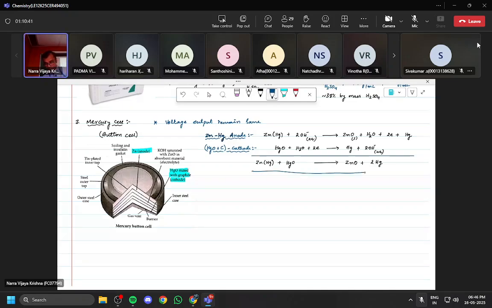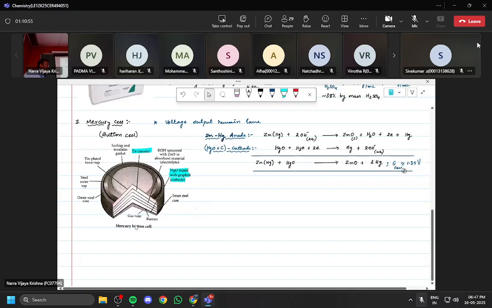So here the voltage output will be constant. The output voltage is approximately 1.35 volts. Constant voltage output. Mercury cell. Next, sir.